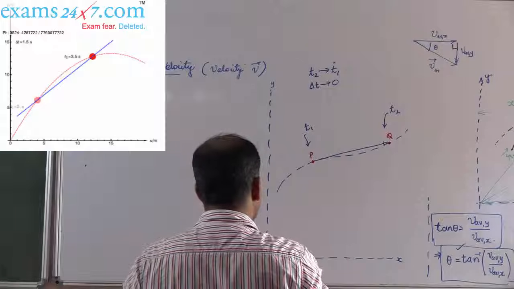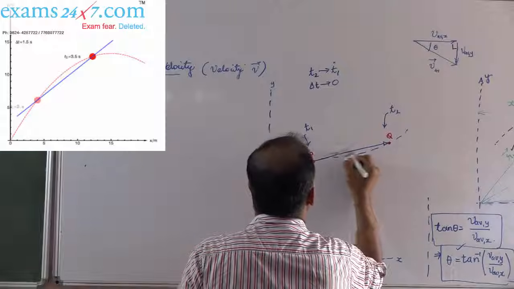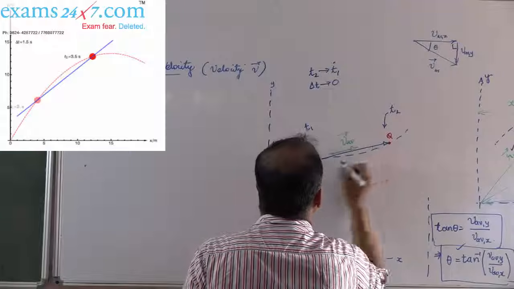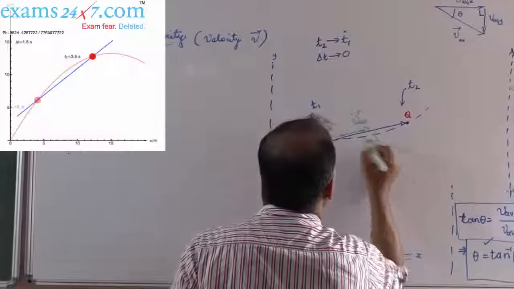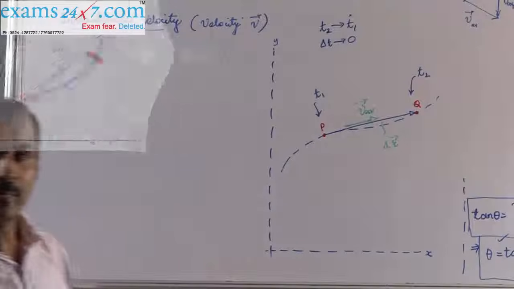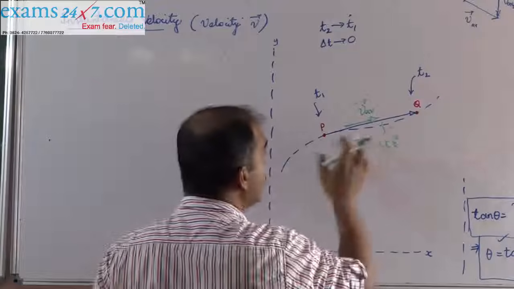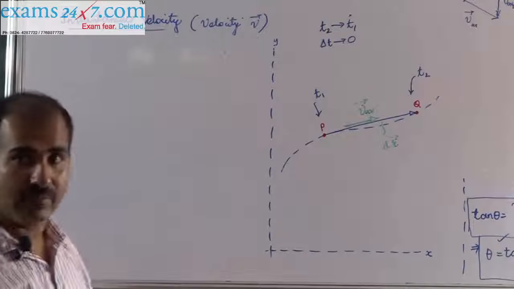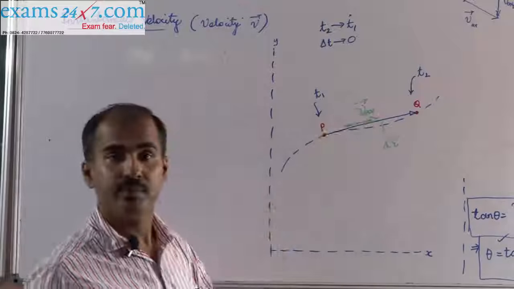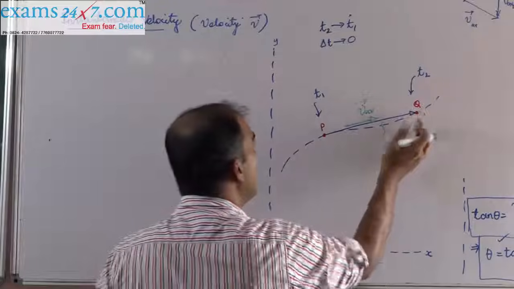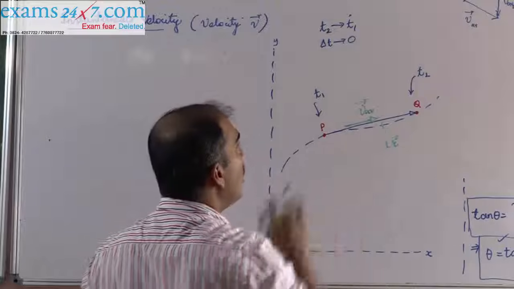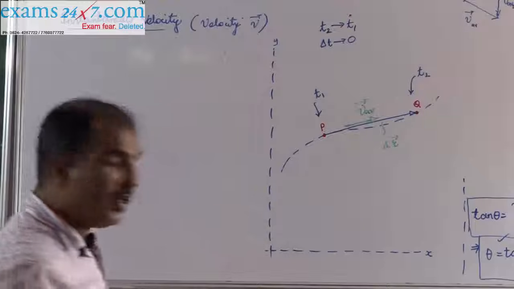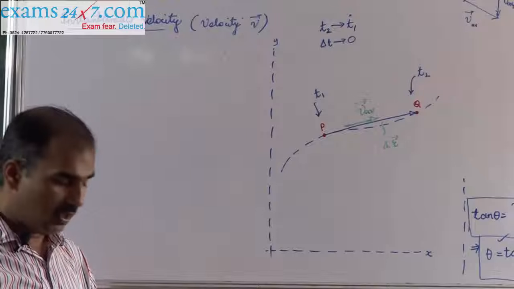Moreover, the direction of the average velocity is always given along the direction of the displacement. If this is the displacement delta r, this is the average velocity direction. In other words, the average velocity is always along the chord drawn to the path. What if Q tends to become P itself? Then the chord becomes a tangent. That point we will focus on a bit later.